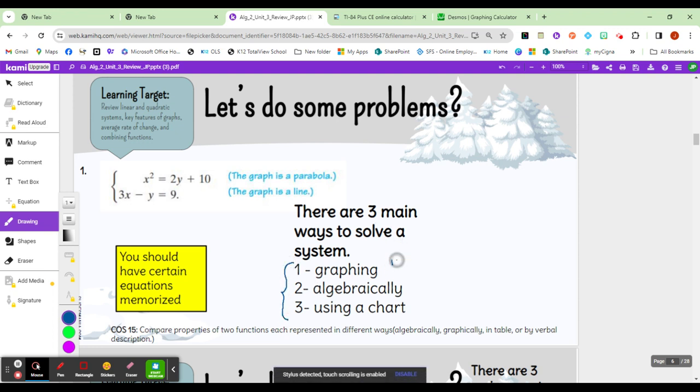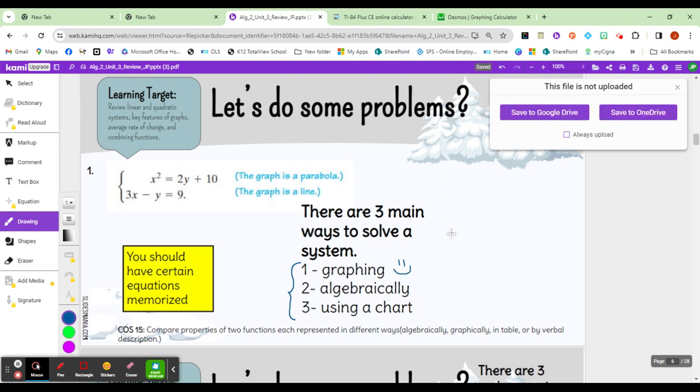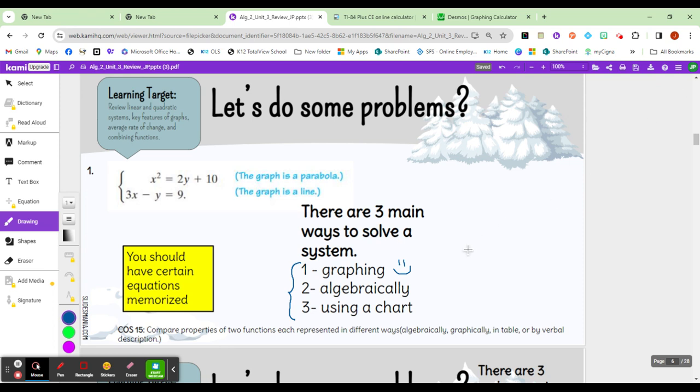Probably graphing is a beautiful way. It's an easy way. It's not always the most accurate way to solve a system, but when you graph, you're going to put your equations into Desmos or your TI-84. Quick reminder that if you're using your TI-84, you must put your equations in solve for y. So that's why it says y1 equals.